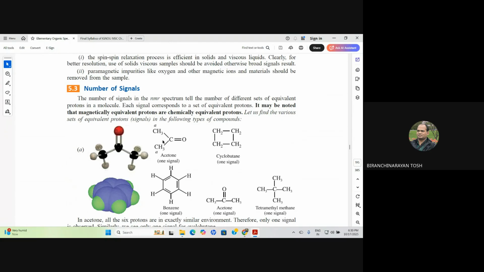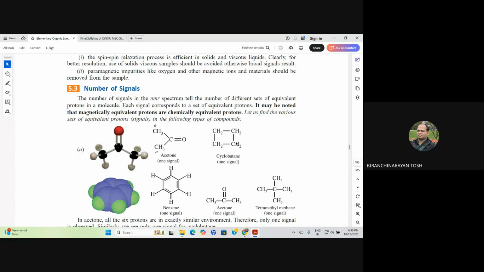They are magnetically equivalent. So it may be noted that the magnetically equivalent protons are chemically equivalent. So the six protons are chemically equivalent, and they are also magnetically equivalent. So that's why we'll get only one signal for acetone. Where we'll get that, we'll discuss.